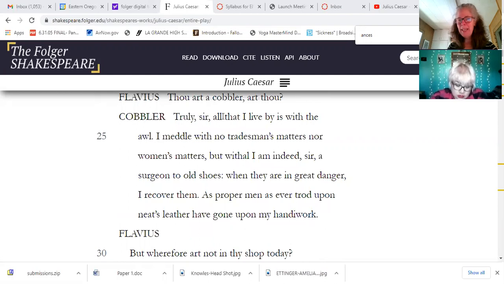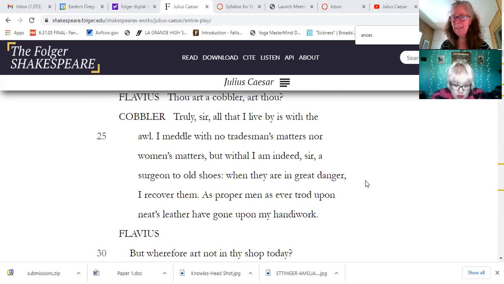Right, and there's some nice play on words there. "All that I live by is with the awl, right?" So there's a joke, a pun on the word "all" and "awl," homophones. Yeah. Tradesmen's matters and women's matters. I don't meddle with that stuff.